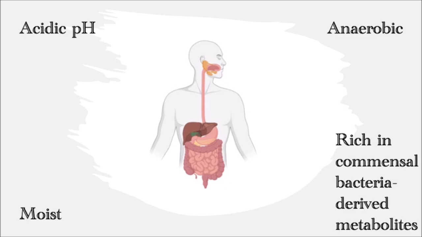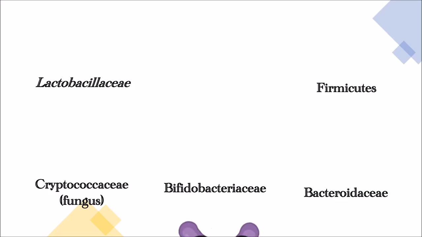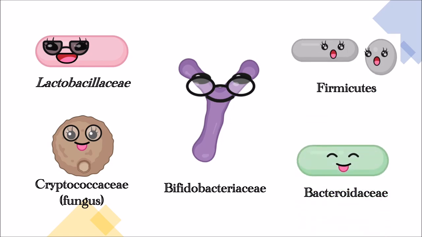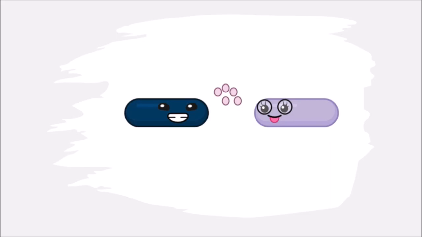It has an acidic pH, is anaerobic, moist, and rich in bacteria-derived metabolites. Only Bifidobacteriaceae, Lactobacillaceae, Cryptococcaceae, Firmicutes, and Bacteroidaceae can survive there. And they'll interact via a phenomenon called cross-feeding, meaning that the metabolite secreted by one microbe is metabolized by another.